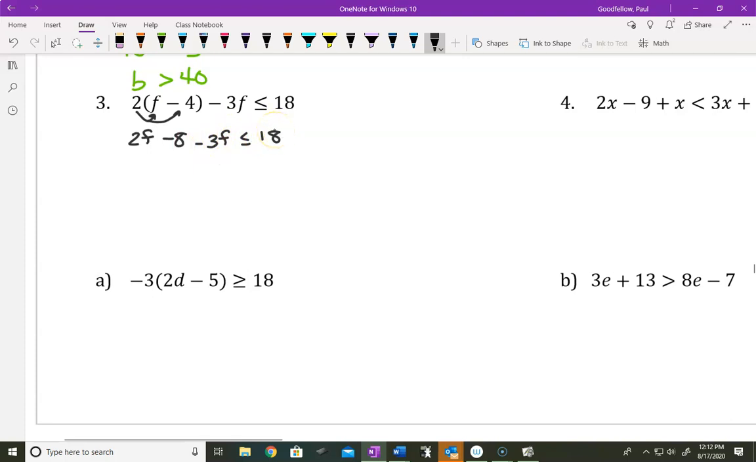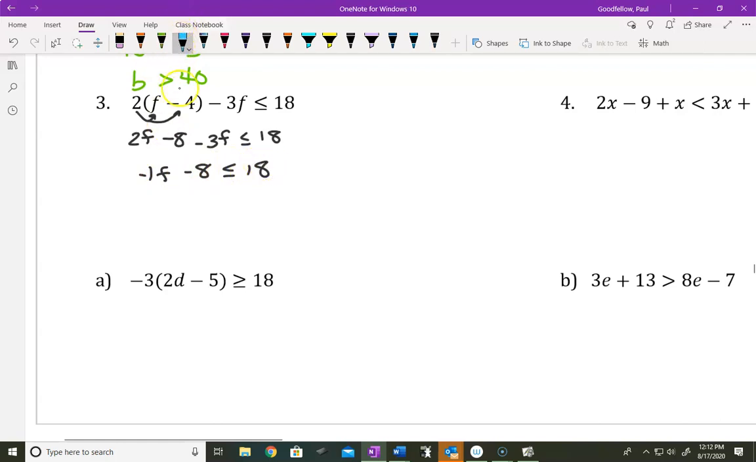And again, if stuff on the same side can be pulled together and be simplified a little bit, why the heck not? Let's put those things together. 2f's and negative 3f's would be negative 1f together. Minus 8 is less than or equal to 18.